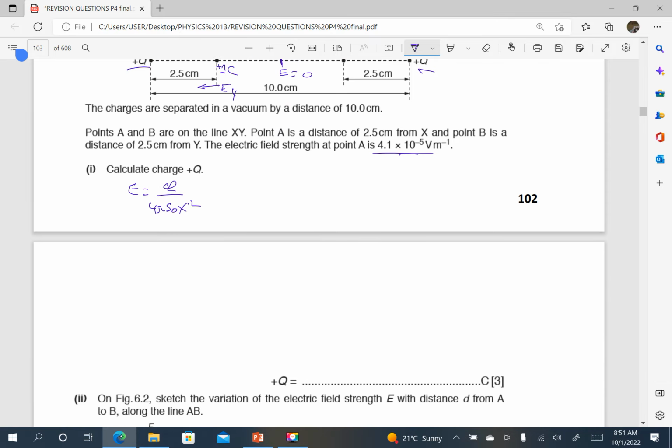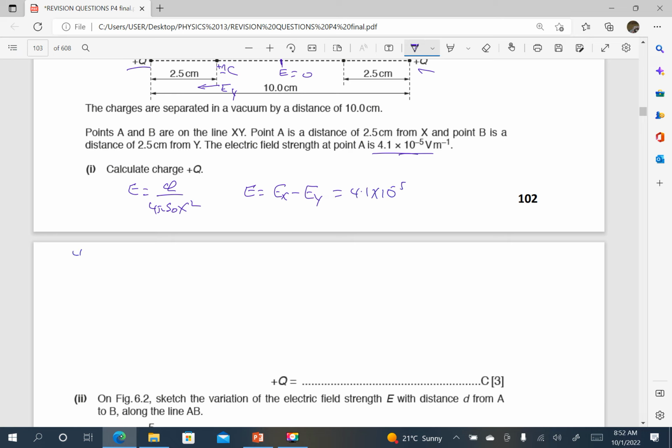The resultant E is going to be E due to X minus E due to Y. That will be the resultant. We subtract Y because E due to Y is weaker since the charge at Y is far from point A. So the resultant, remember, must be 4.1 times 10 power negative 5.